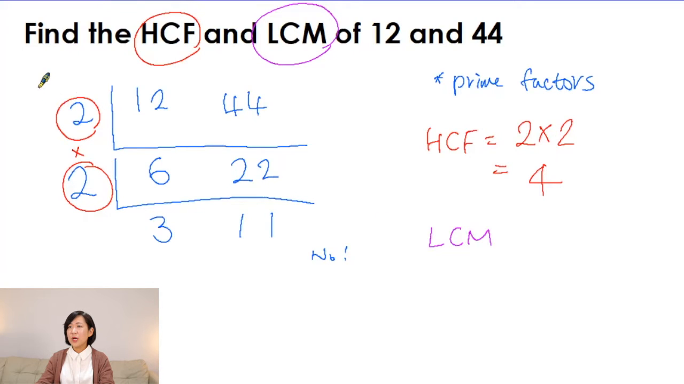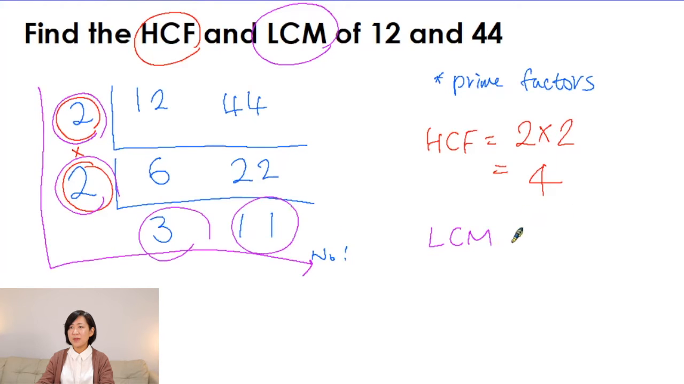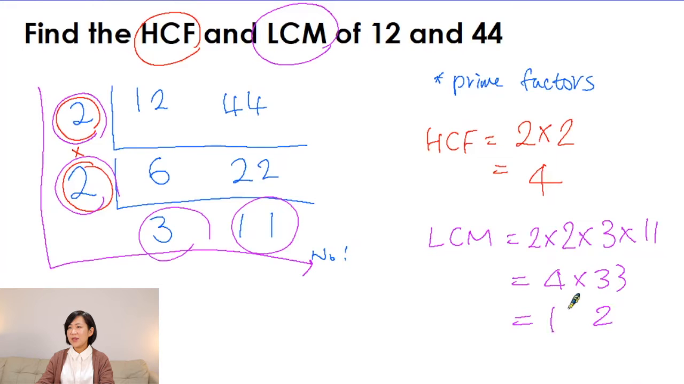Then, when it comes to the lowest common multiple, LCM, you draw the big L shape because it has got an L there. Then you multiply all the numbers alongside the L shape. So 2 times 2 times 3 times 11. Then you've got 4 times 33. That gives you 132.